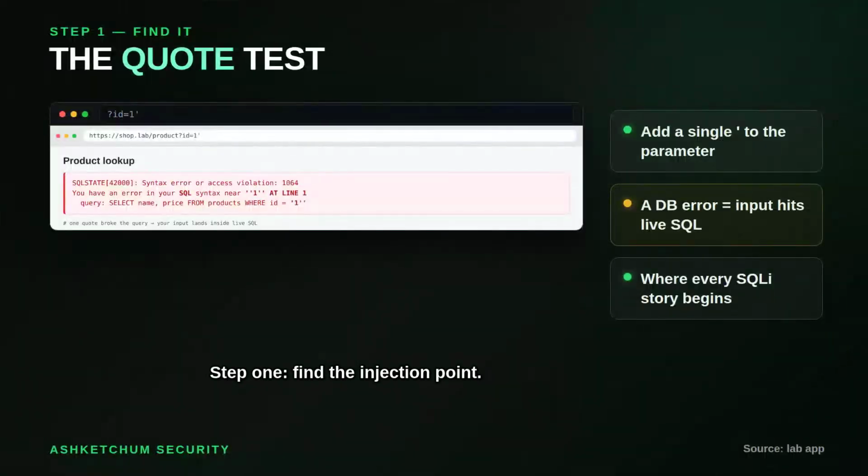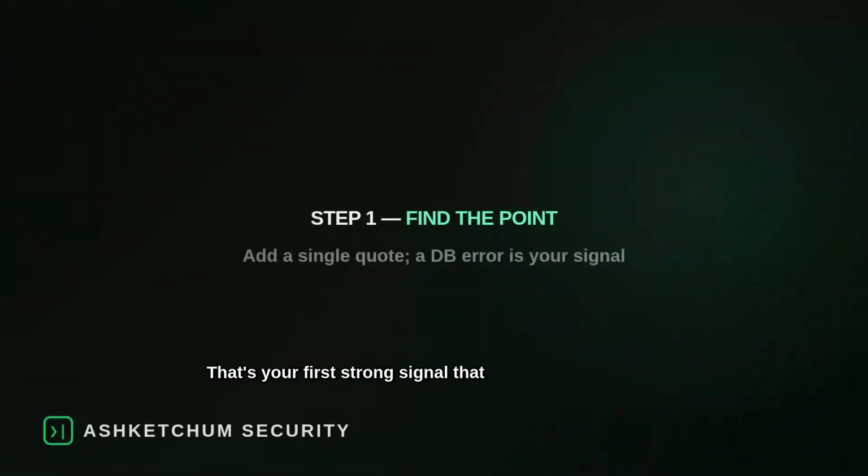Step 1. Find the injection point. You look for anywhere your input reaches the database, a product ID, a search box, a filter, a login. The first test is beautifully simple. You add a single quote to the parameter and watch what happens. If the page throws a database error, or breaks, or behaves strangely, that single quote just broke the SQL syntax. That's your first strong signal that whatever you type is landing inside a live query. One little quote is where almost every SQL injection story begins.